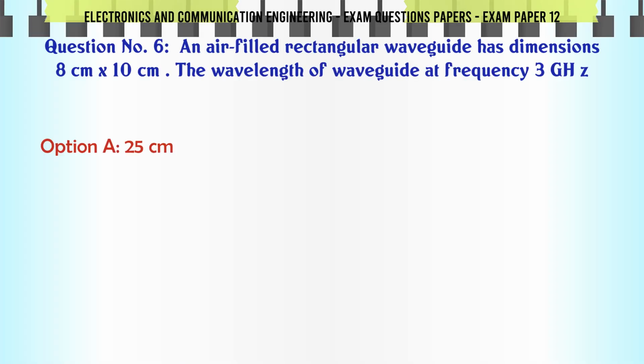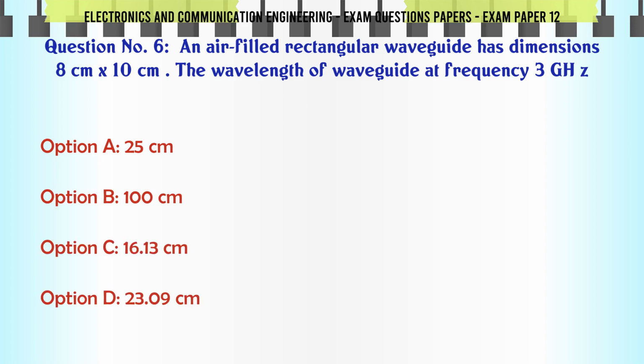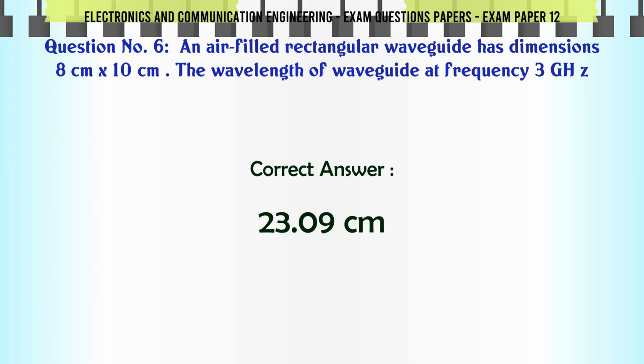An air-filled rectangular waveguide has dimensions 8 cm x 10 cm. The wavelength of waveguide at frequency 3 GHz. A 25 cm, B 100 cm, C 16.13 cm, D 23.09 cm. The correct answer is 23.09 cm.